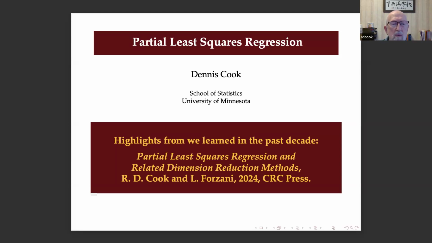That was the case until about 2013, and then things started to change. Over the past decade, there's been a lot of development in partial least squares, connecting the ideas with more standard ideas in statistics. And that ended up in a book. After about a decade, Liliana Forzani and I decided that there was enough material to put together a book describing particularly the results of the past 10 years. And so that's what we did, and it was published in 2024. What I'm going to tell you about today is highlights from what we learned in the past decade.